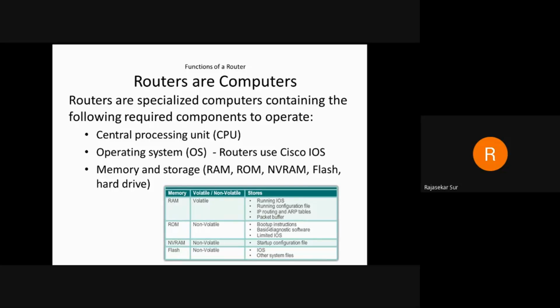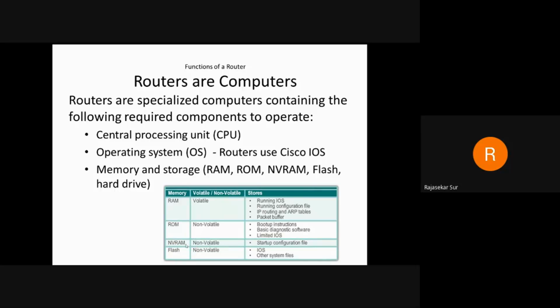Boot up means how to load a router, how to load a computer. That is called the boot up process. We are going to see this in the next lecture. Then basic diagnostic software, that means to check the errors. Then limited operating system, startup configuration. What you must understand at this stage is that in every memory a different thing will be stored. If you take ROM, these three things will be stored.